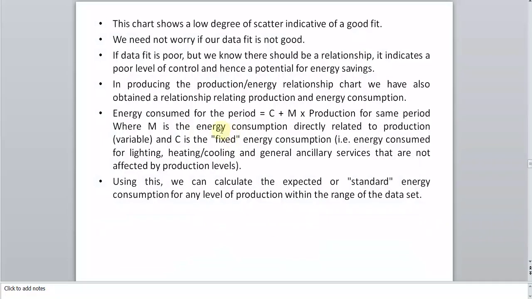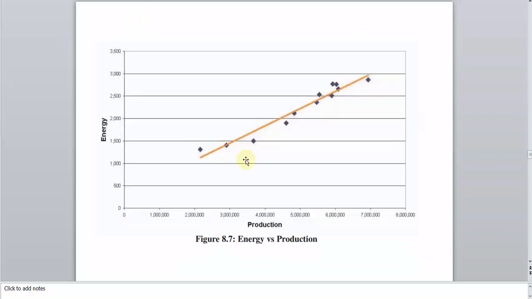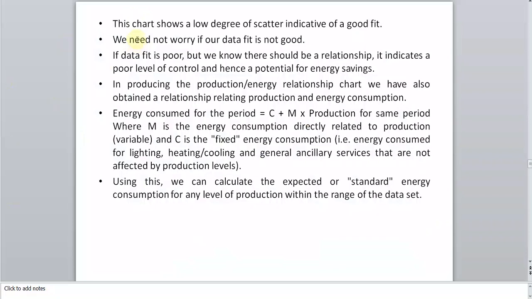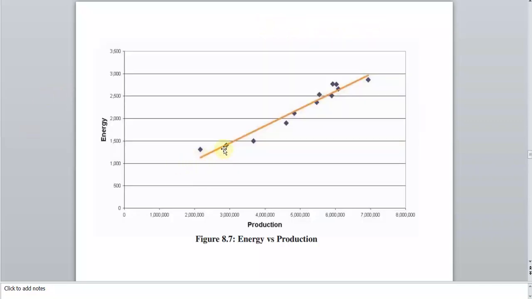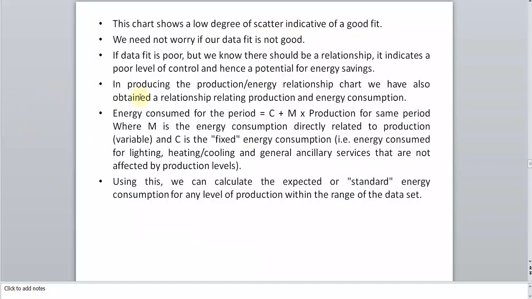Now this is the explanation of the previous chart. This chart shows a low degree of scatter, indicative of a good fit. Though it is an underfit, we can call it a good fit, and we do not need to worry if our data is fit. If the data fit is poor, we know there should be a relationship, which indicates a poor level of control and hence potential for energy savings.